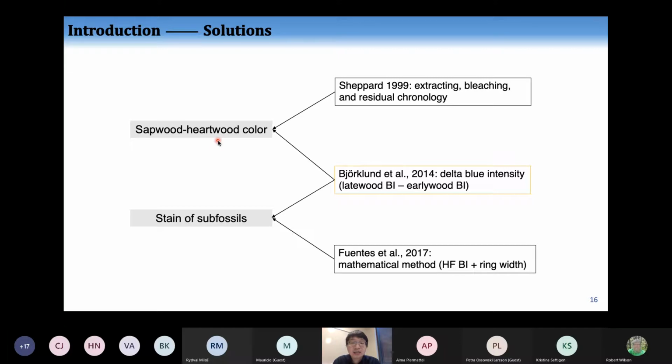Among these methods, Jesper's proposition is quite promising because this method is not limited by the type of discoloration, and also some low-frequency variabilities of blue intensity data could be retained. But I think more effort is needed in order to better understand whether blue intensity data measured from discolored wood could be used for climate reconstructions or not.